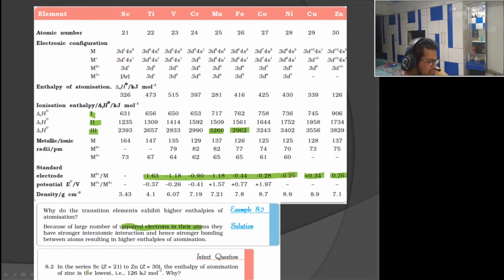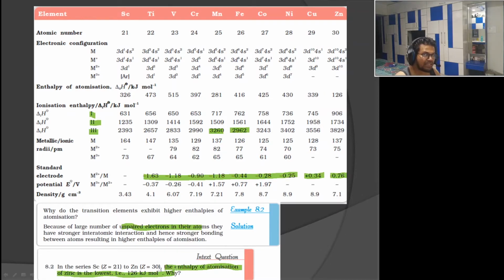Now, people, a question. In the series that we have, scandium to zinc, the enthalpy of atomization of zinc is the lowest. Now the question is, why is the enthalpy of atomization of zinc the lowest? Anybody can think of this? Please think over there. Alright, the answer goes this way.